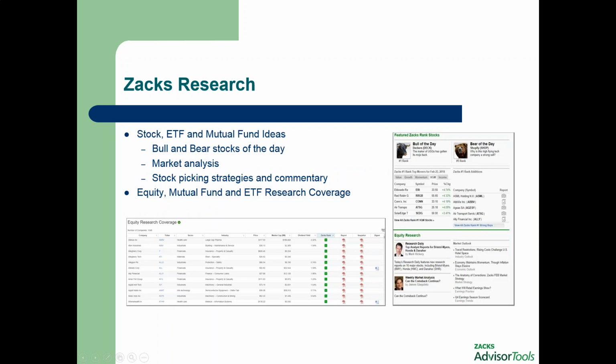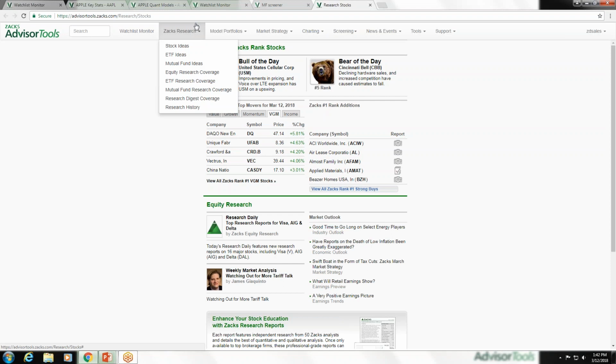The next area is our Zacks Research tab. Here we can find all of the securities that we cover, as well as stock, ETF, and mutual fund ideas, whether it be reports or stock picking strategies and commentary. Here we can just come to the stock ideas page, and I'll show you right there. If we go to this Zacks Research area, we can choose stock ideas, ETF ideas, or mutual fund ideas, very similar in what they provide. This being the stock ideas page.